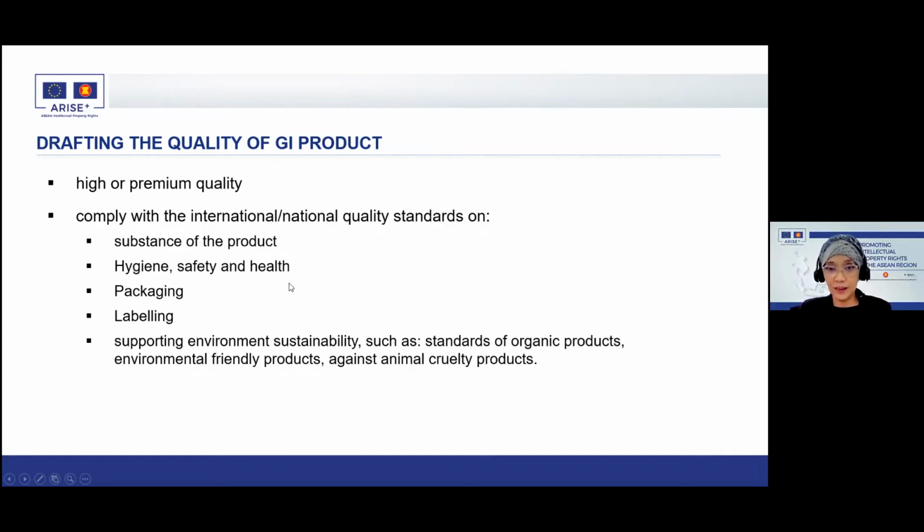Actually, it would be better if we have a special rule on the labeling system of GI. And supporting, for example, quality standards on being environmentally friendly or supporting environmental sustainability, okay? Like the standards of organic products, environmentally friendly products, products which are against animal cruelty. Okay, most of these issues we can include in our specification. You decide.